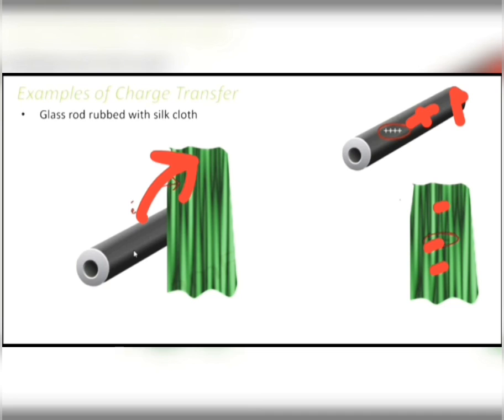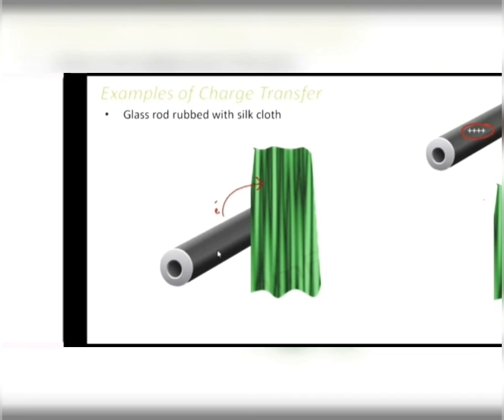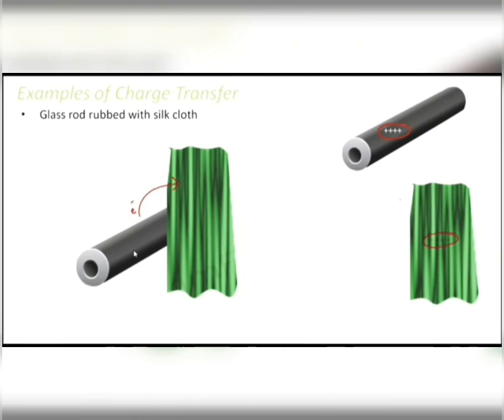Another example is rubbing a polythene with a wool. There also you can see the transfer of electrons taking place between the two objects, and the objects get electrically charged.